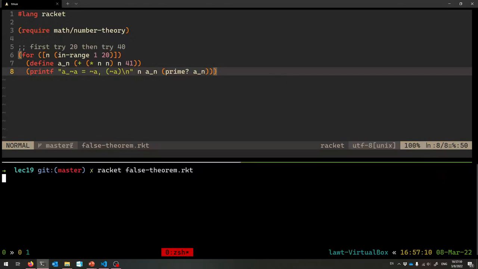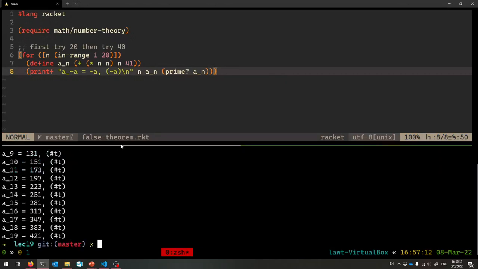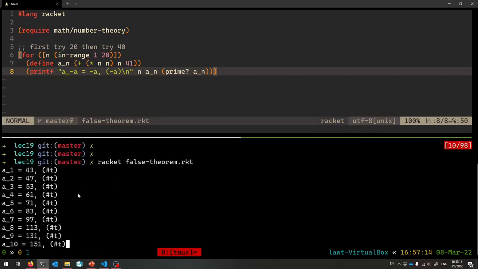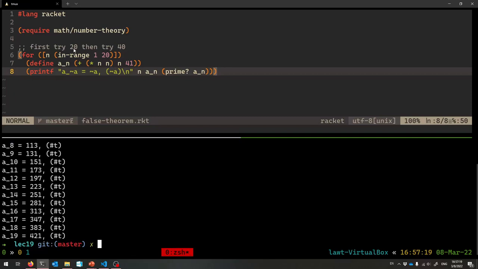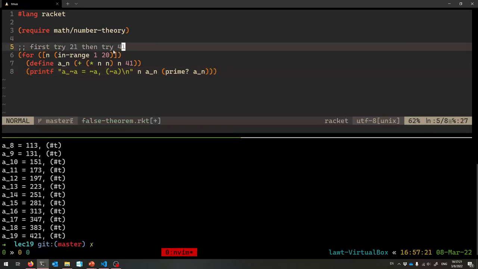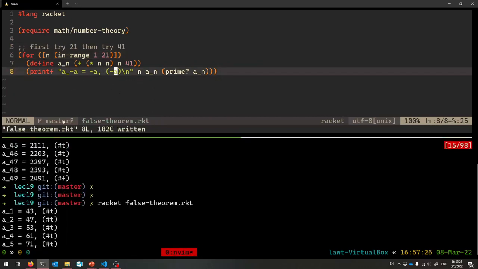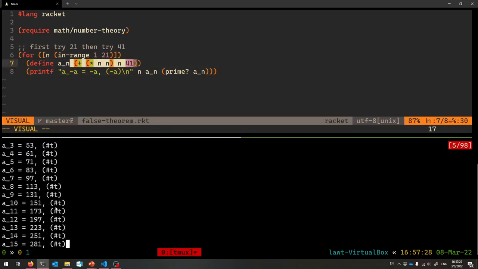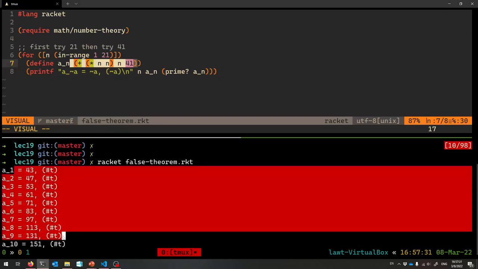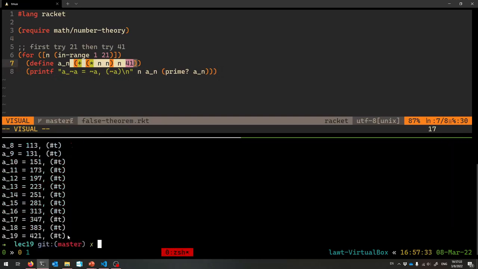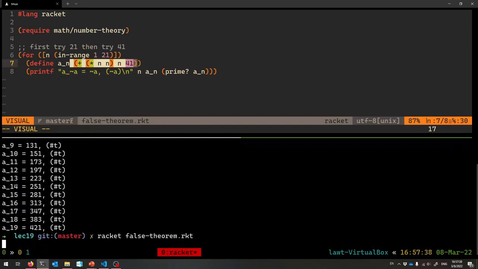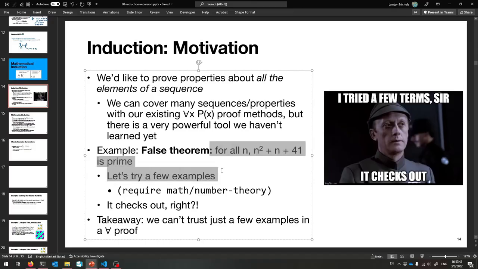Let's take a look at this. So bam, here are the first, I don't know, 19 elements of the sequence, I guess. It goes from a1 to a19. Maybe I should have said 21 and then 41. Could have gone up to 20, that's fine. But look at this. It looks like this formula is really making only prime numbers. It's true, it's true, it's true, it's always prime, even up till the 19th element of the sequence. Even the 20th element of the sequence. Does that mean it's true for every n?